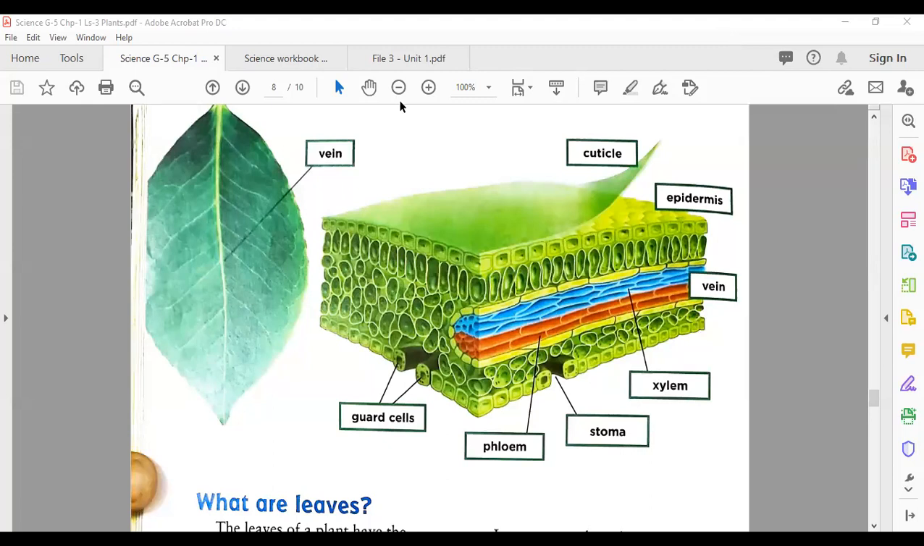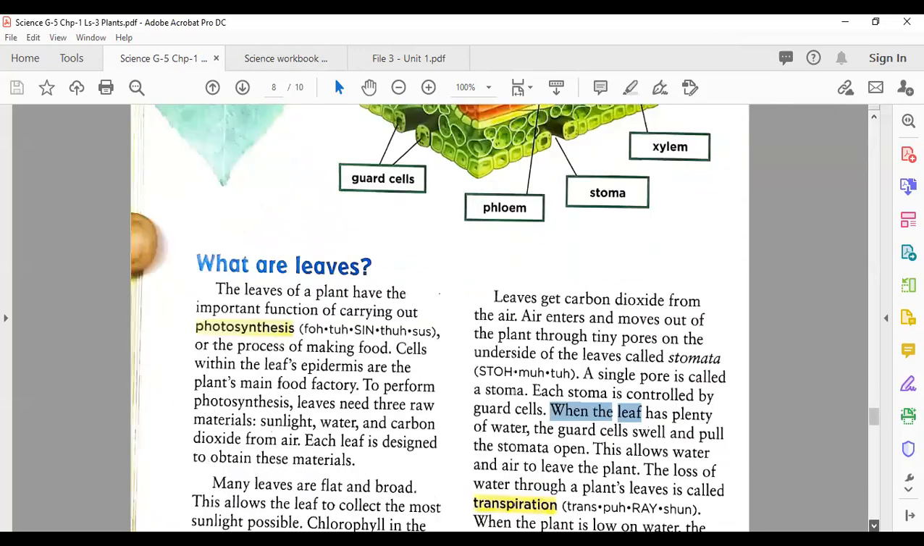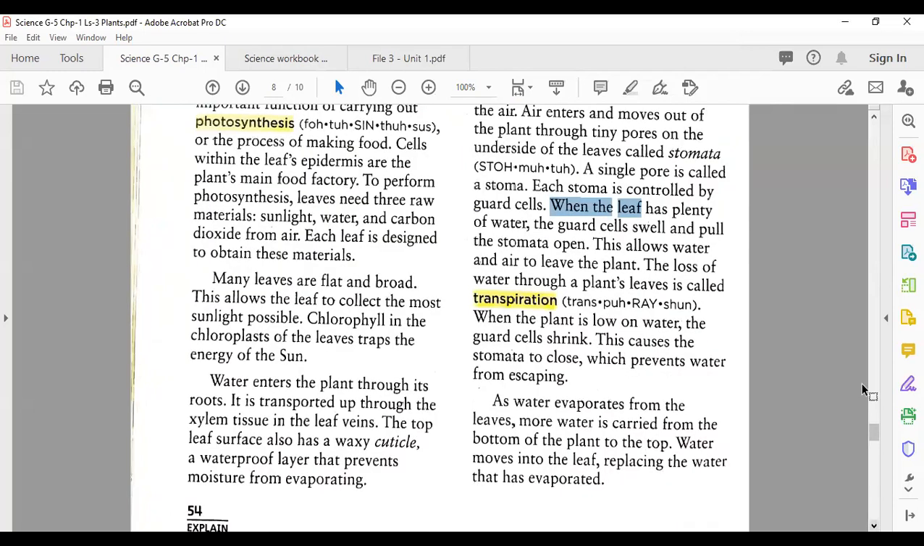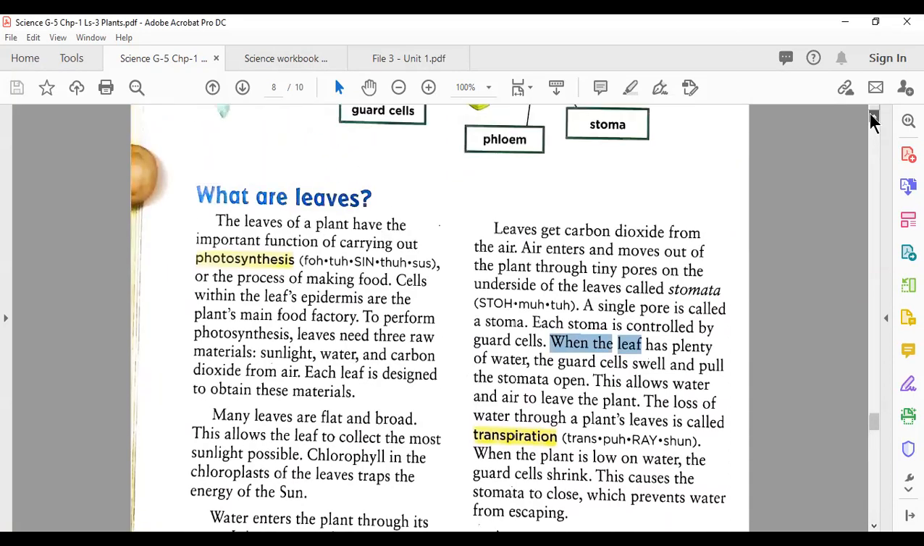This is chapter number 1, and here we have lesson number 3, that is about plants. Today we're going to discuss what leaves are. For this, you need to open your textbook to page number 54. Okay, my dear students, so let's start.